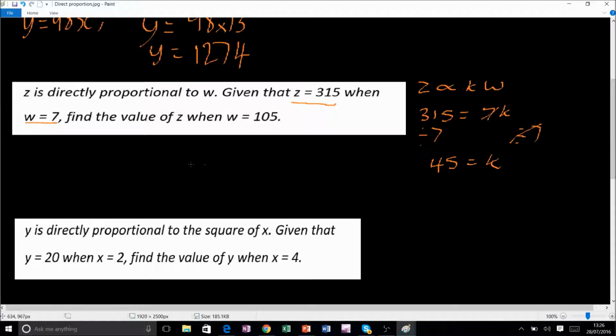So we've got an equation here that is z is equal to 45w.